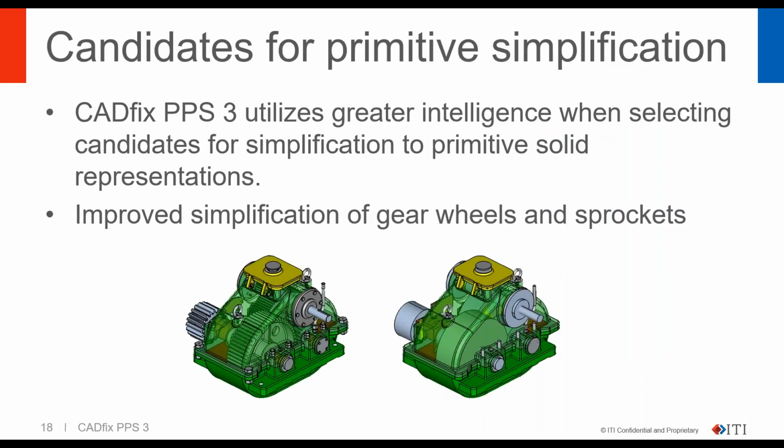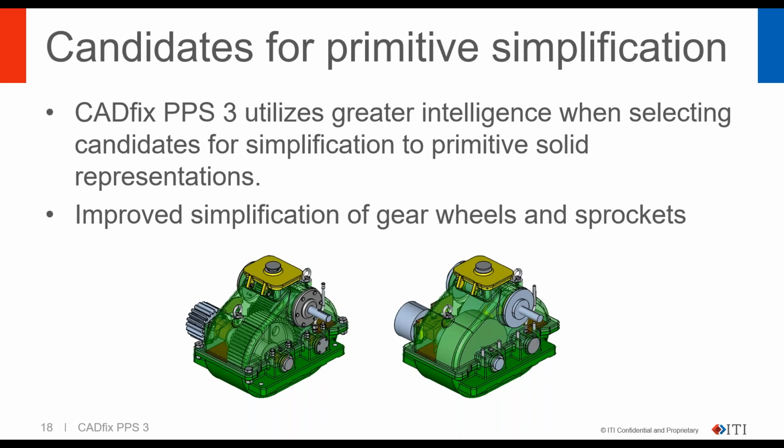And the third key area in which CADfix PPS 3 demonstrates greater intelligence is in the selection of candidates for simplification to primitive solid representations. The identification of gears and sprockets for cylindrical simplification is a prime example where we can now remove large amounts of surface detail whilst maintaining the general volume or outer envelope, as you can see here.